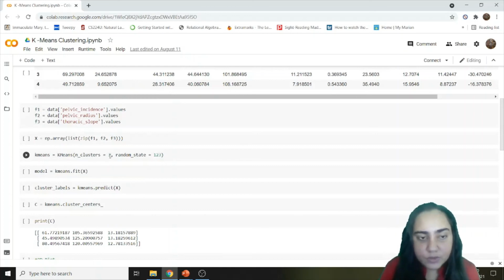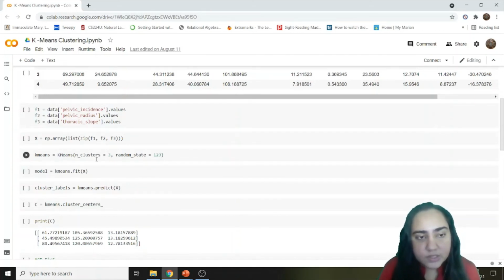So I want 3 clusters. So I'm writing n underscore clusters equal to 3. And the random state is 123. So I want this to be done randomly, because in K-means clustering, the first iteration takes the clusters randomly. It selects the clusters randomly. So that's why there is a random state measure of randomness mentioned.